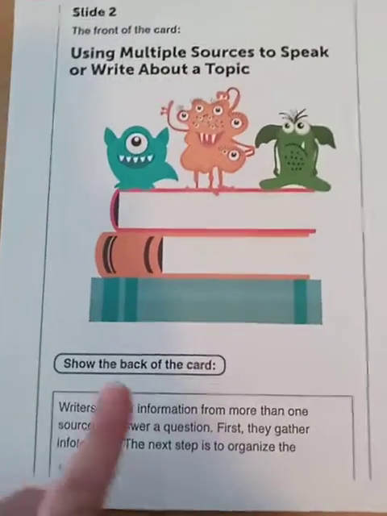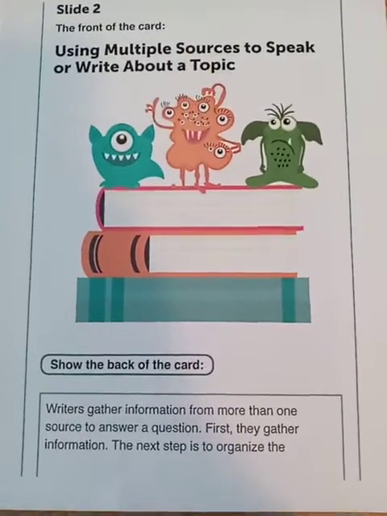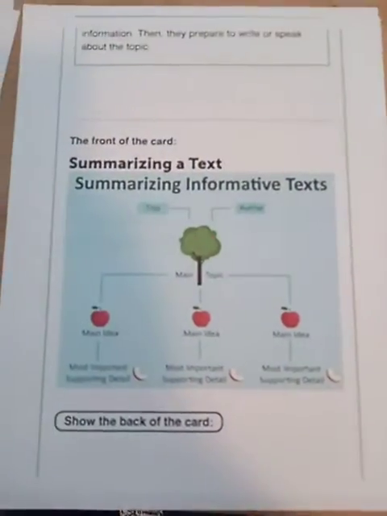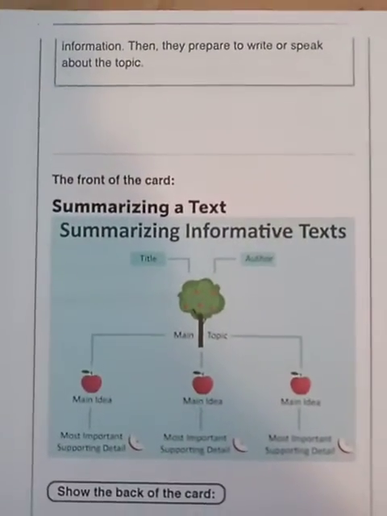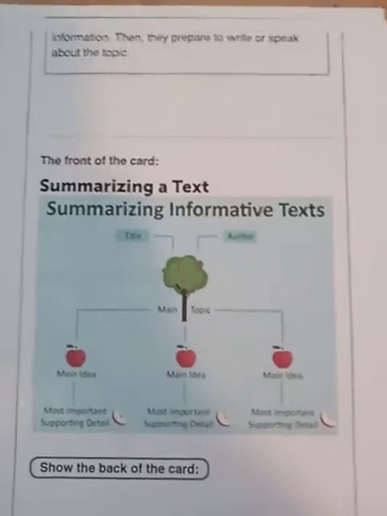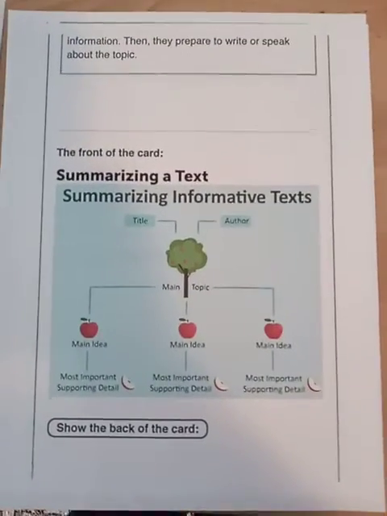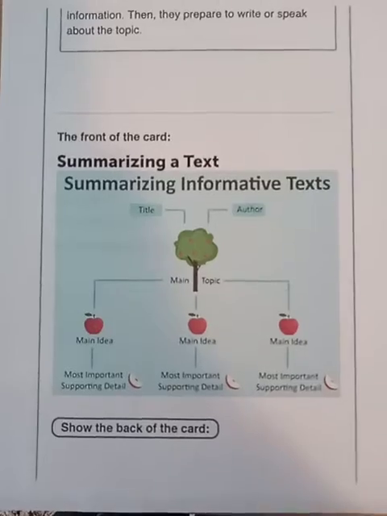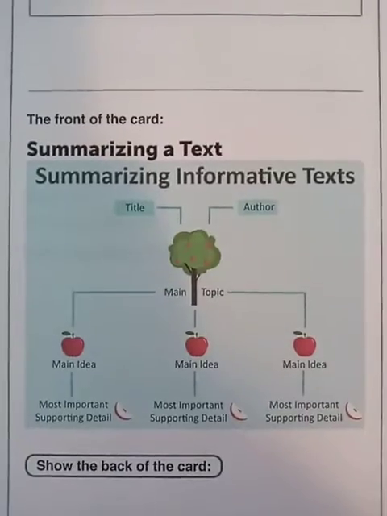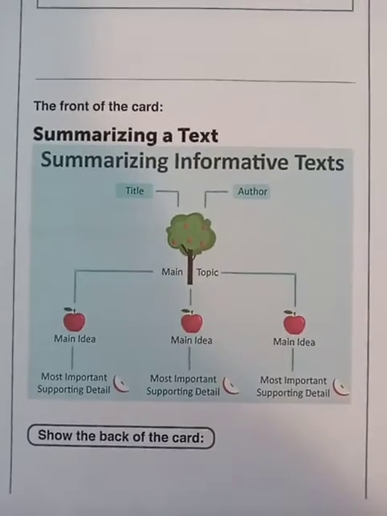Okay? And a writer would gather this information from more than one source to answer a question. First, they gather that information, and the next step is to organize those documents. Okay? And they prepare the person to be able to write or speak about the topic, because once you have all your information from all your sources, from your websites, you're able to say, I can discuss now at least 3 reasons why I feel women had a large role in the American Revolutionary War, which you talked about before in your paper.